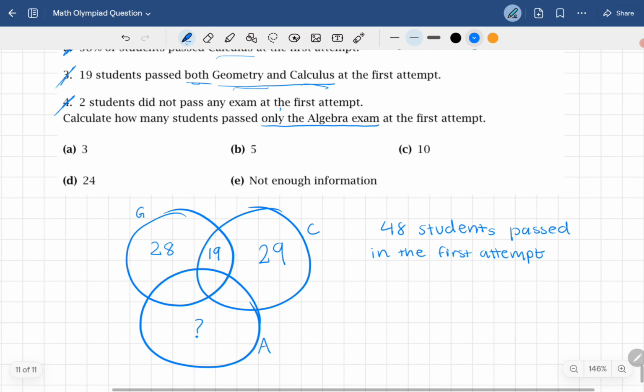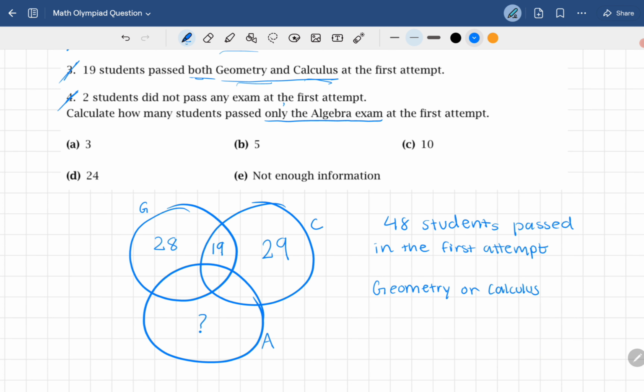Now let's see what we can actually do with this information and what we can get from this. So the number of students who passed geometry or calculus, we have to find that out. When I say geometry or calculus, what does that exactly mean? Well, let me write that down. What I mean is students who pass either or. So a student who passed geometry but maybe failed calculus, or a student who passed calculus but failed geometry, that would be considered geometry or calculus.